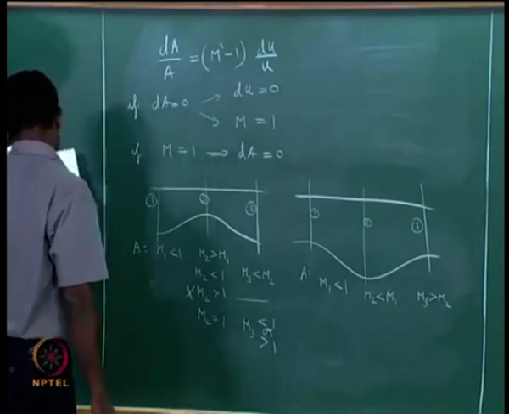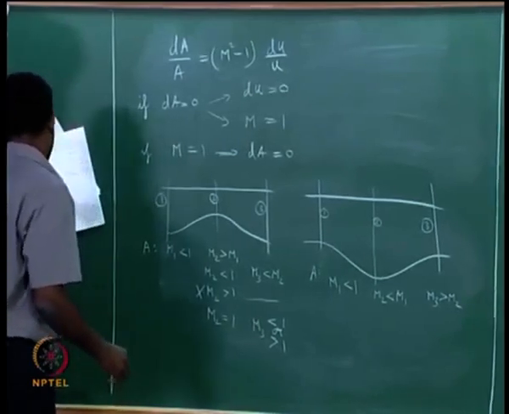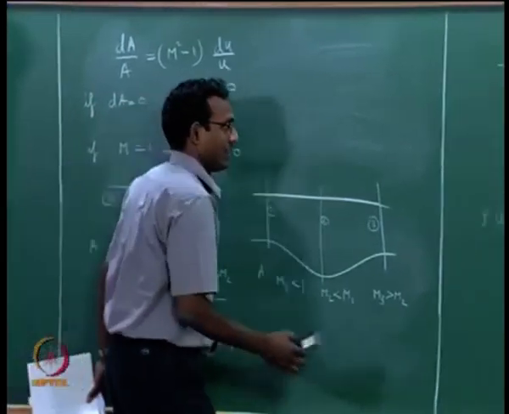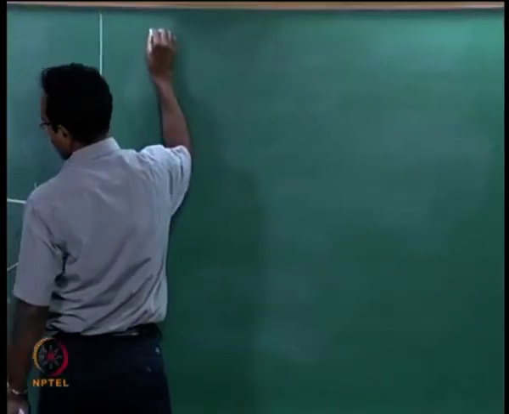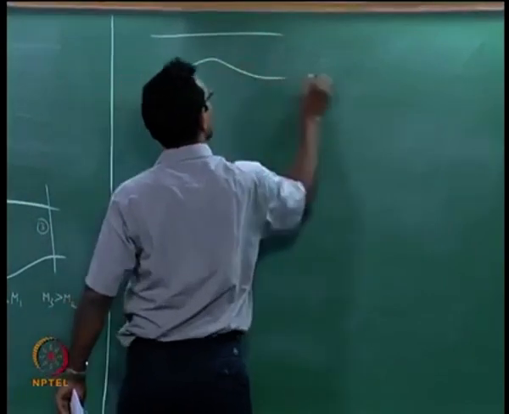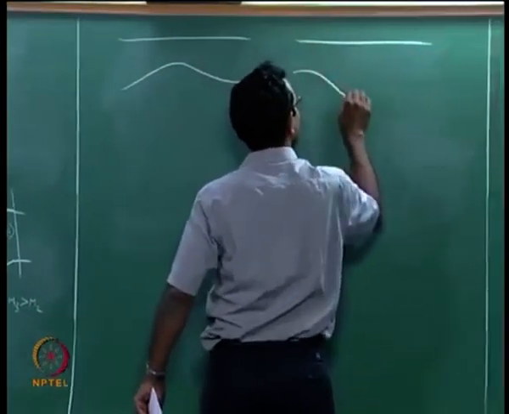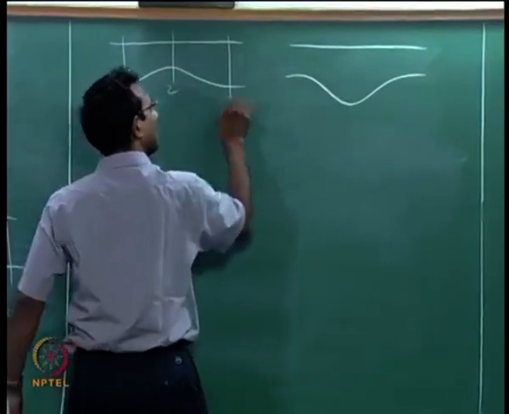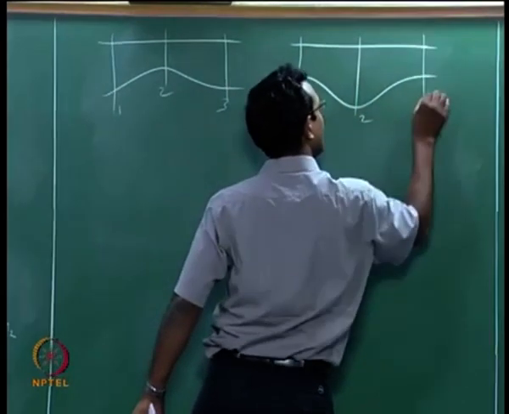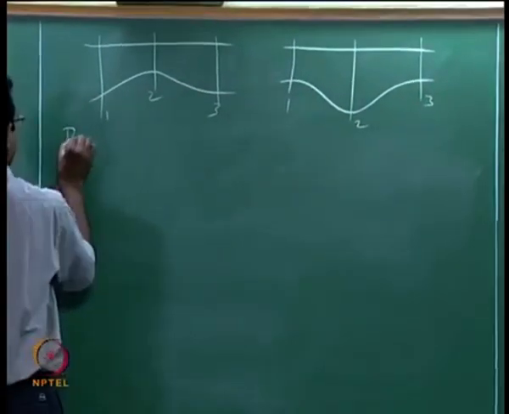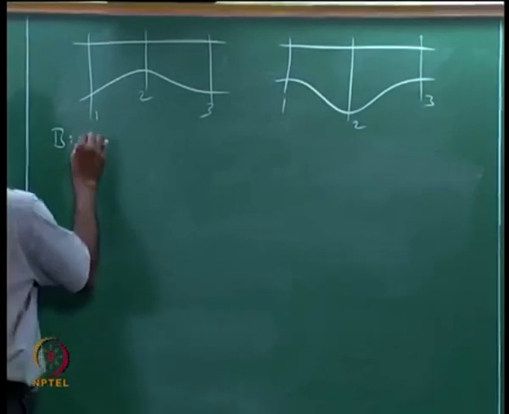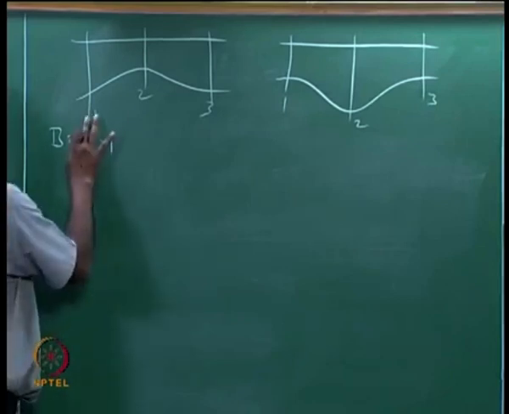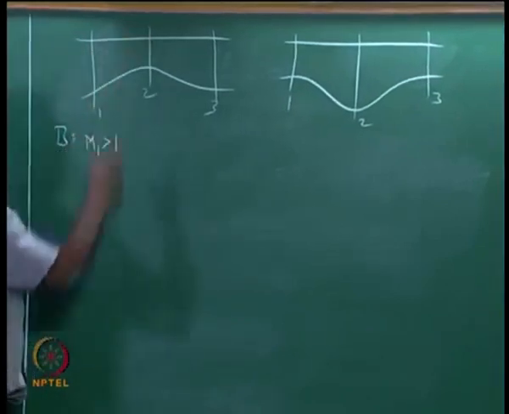Now we will go to the next case. I do not have space here, I will go and write here. I am considering case B where I am going to choose M1 greater than 1. I have M1 greater than 1 and I am having a converging duct here.